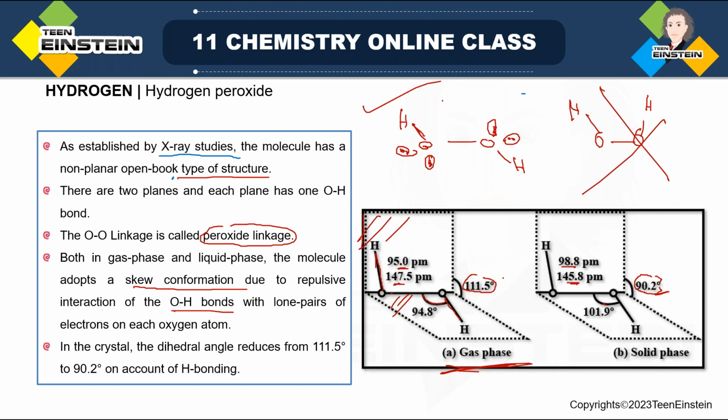So this type of structure, that is open book type of structure, is a skew conformation due to the repulsive interaction of the bond pair electrons, bond pair of which bond? The OH bond, with the lone pairs of electrons that are present on each oxygen atom. Now when it is in the crystal, that is the solid form, the dihedral angle, this is very important information, the dihedral angle is decreasing from 111.5 degree to 90.2 degree.